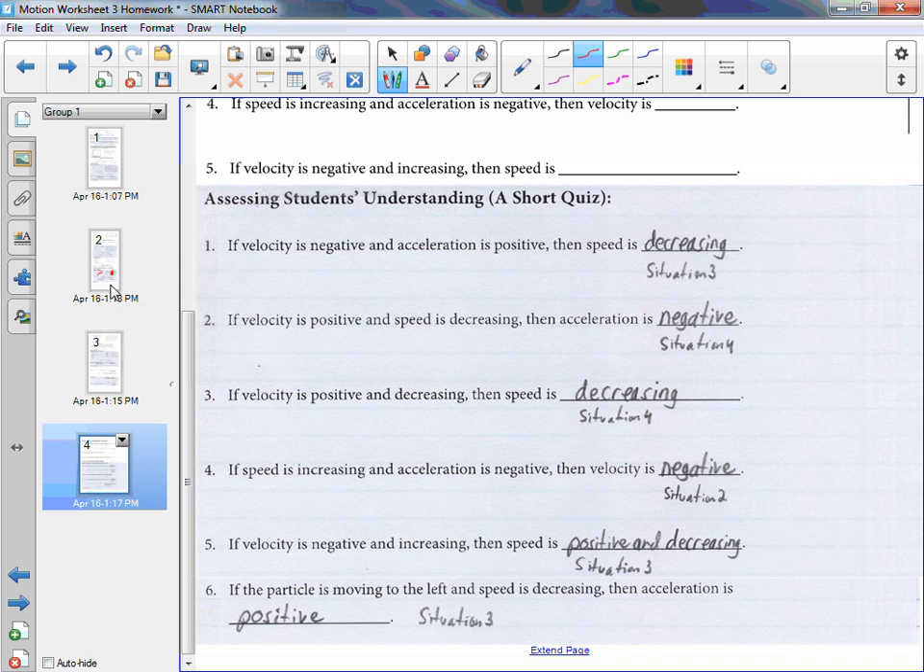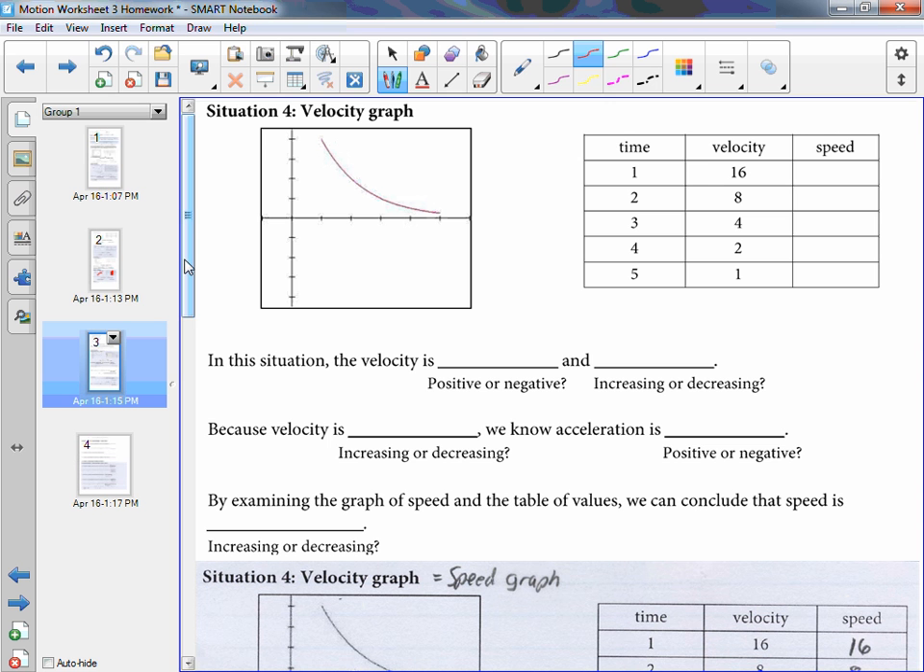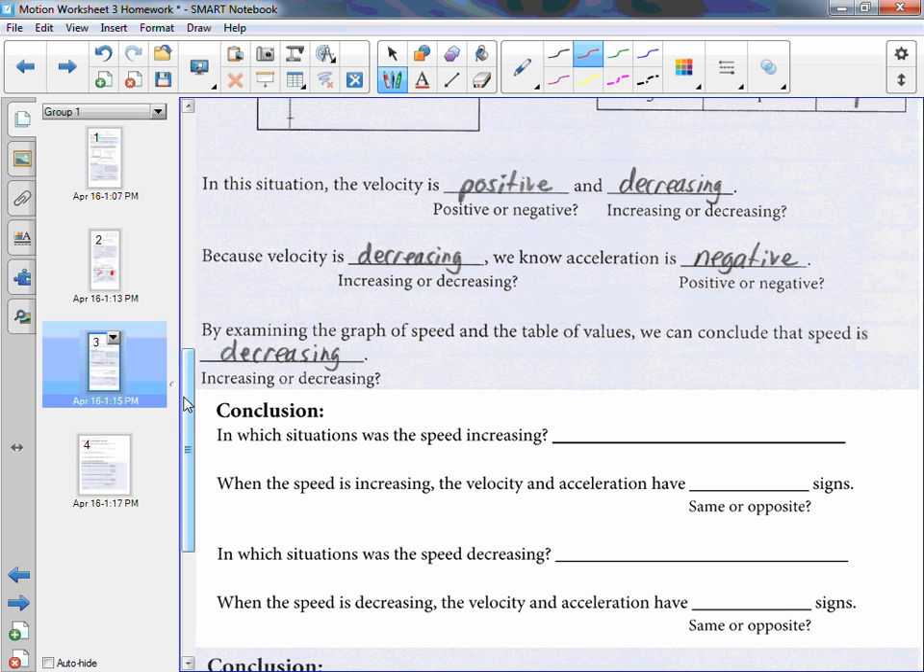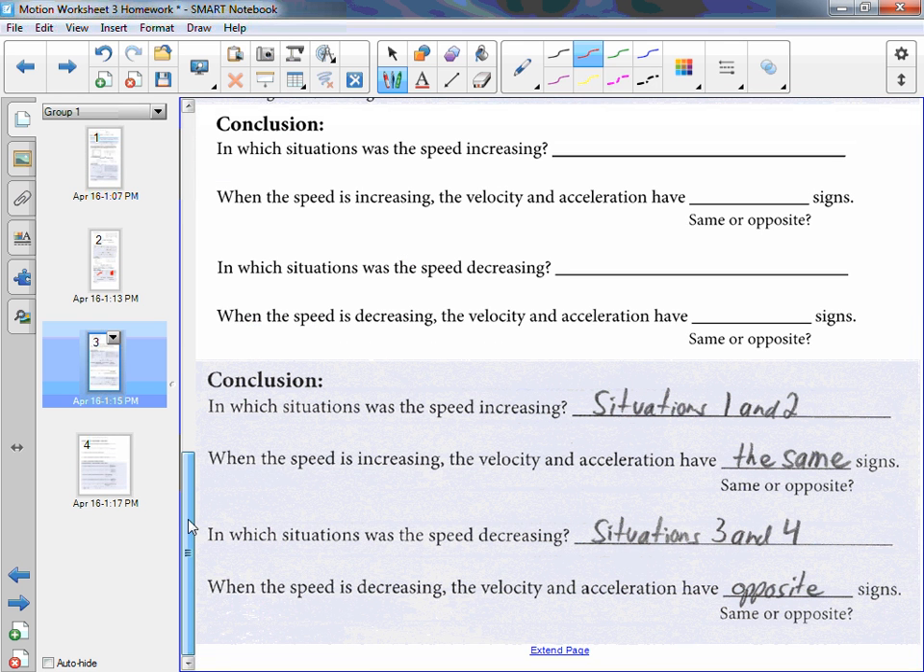Where are you at? Well, okay, look, this is pretty big here actually. Let me see. After looking at situation 1, situation 2, and situations 3 and 4, here's what we want to figure out. When the speed is increasing, the velocity and acceleration have the same signs.